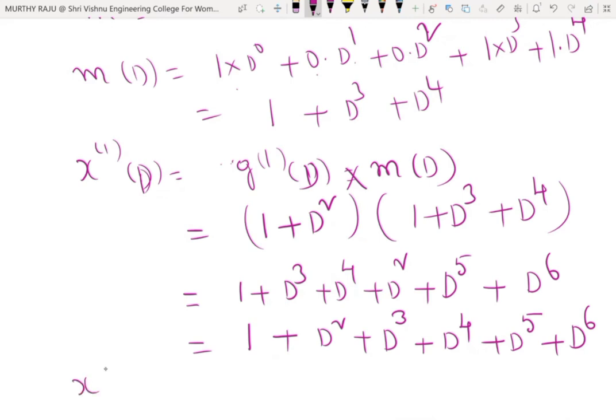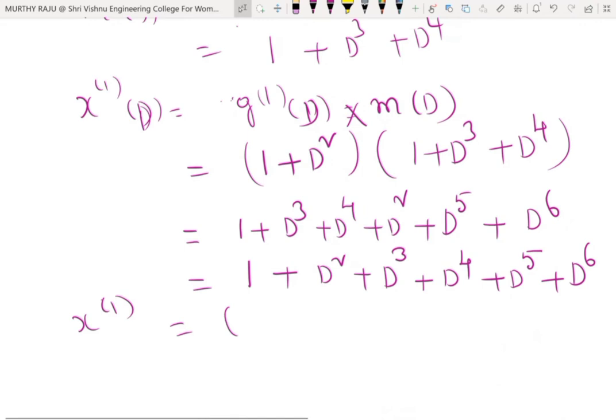Vector form, the code word form, is x of 1 is equal to, here d power 0 term is 1. The d power 1 term is absent. That is the reason we use 0. Here 1, here 1, 1, 1, 1. That is 0 1 2 3 4 5 6, 7 bits.